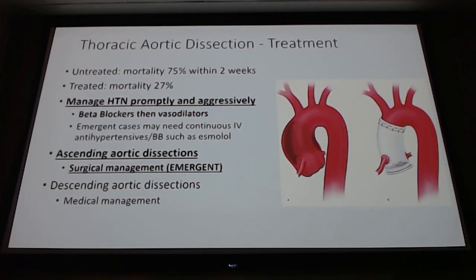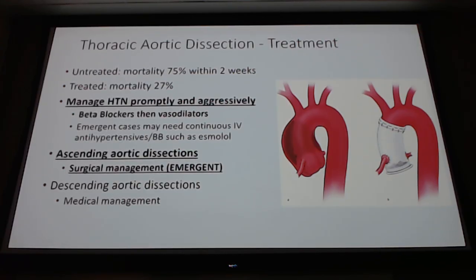Anything that's ascending, meaning from the root up, is an emergent surgical management. We have to take them to the OR, but we will still do beta blockers first. We will start a beta blocker and get their blood pressure down pretty low while we're setting up the OR. We can't go to the OR if their blood pressure is 200. They will not survive the surgery. So we have to get that blood pressure down before we go.